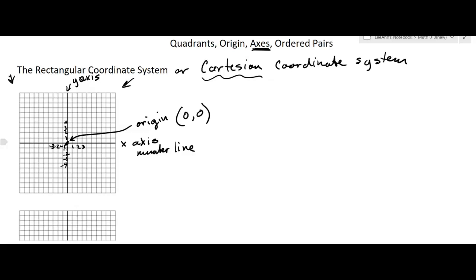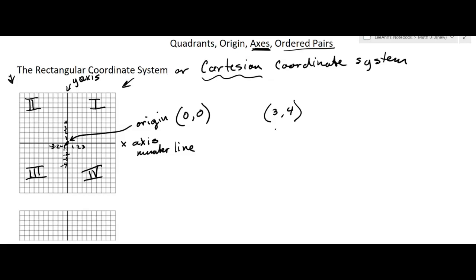Let's see what else. Oh, so together these two axes form what are called quadrants, and there's 4 quadrants. This is quadrant 1. We label them with Roman numerals. Quadrant 1. This is quadrant 2. This is quadrant 3. And this is quadrant 4. So it goes counterclockwise. Okay? So if I have a point, what's called an ordered pair, something like 3, 4, then I would graph that.